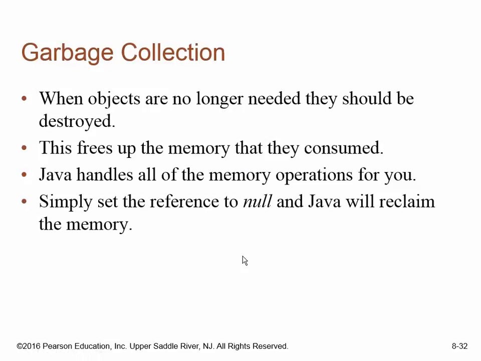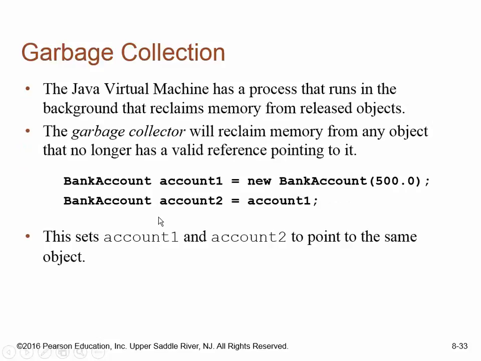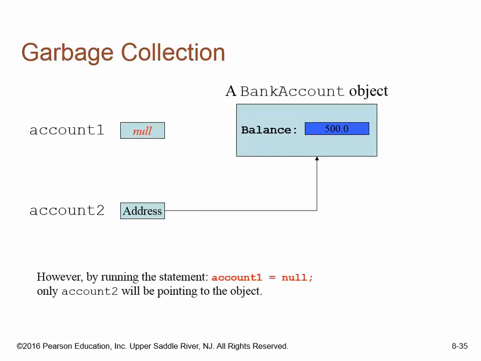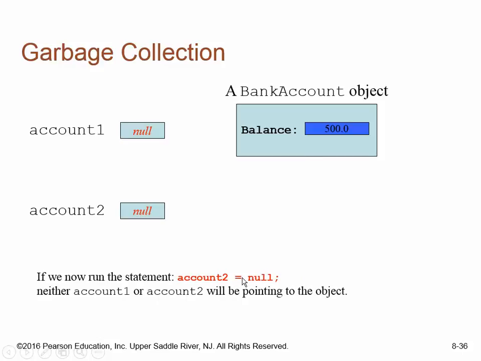All right, garbage collection. When objects are no longer needed, they should be destroyed, which frees up memory that could be used for other purposes. Java handles memory operations for you. If you set a reference to null, Java will run the garbage collector on it. I've already mentioned the garbage collector to you. As mentioned, it's a process that runs in the background. It's under the control of the operating system. Its goal is to reclaim memory from an object that no longer has anything pointing to it. Typically, if you want to force that to happen, you set the object equal to null.